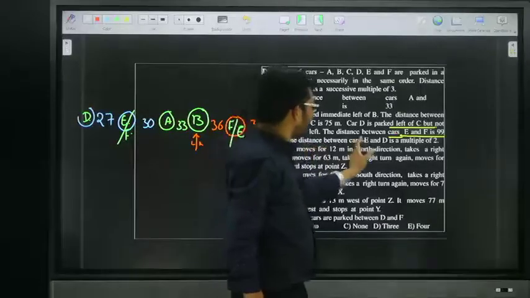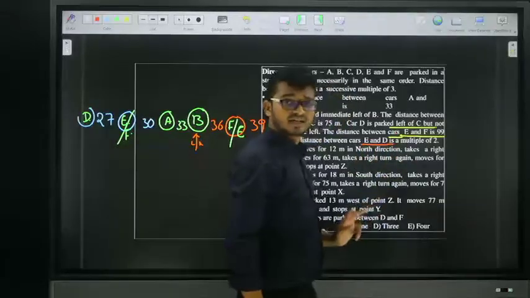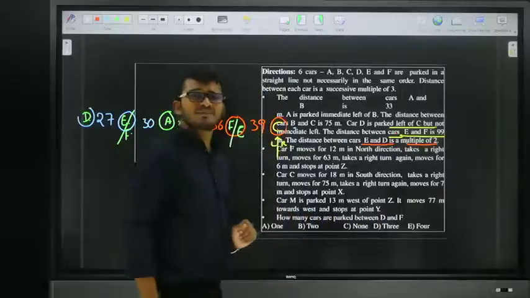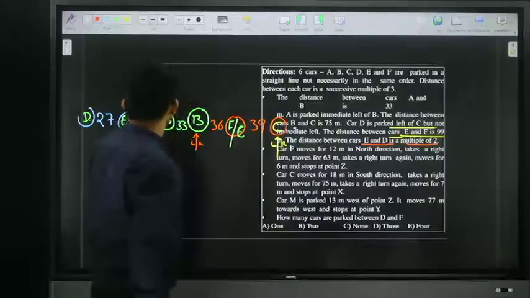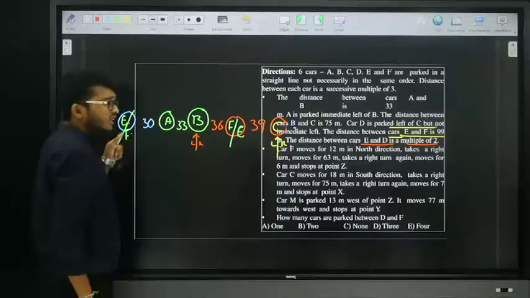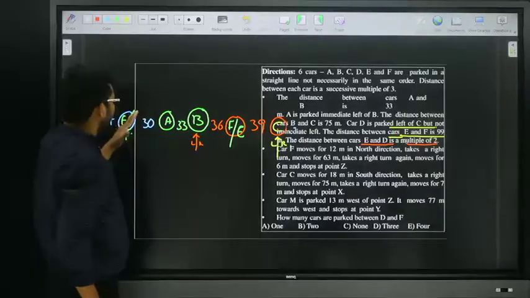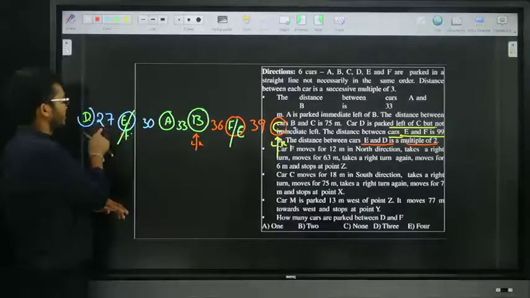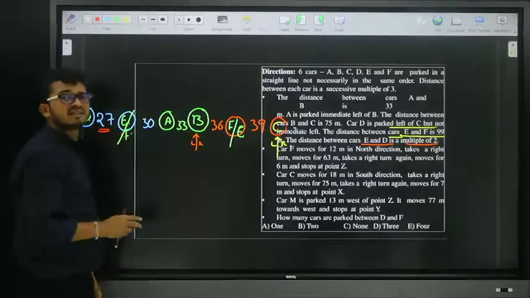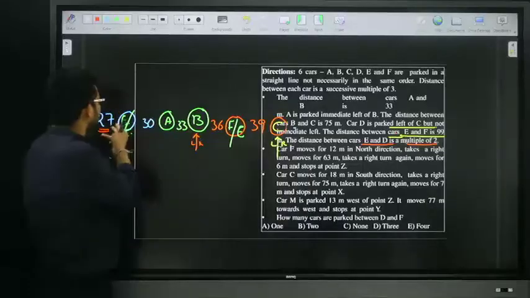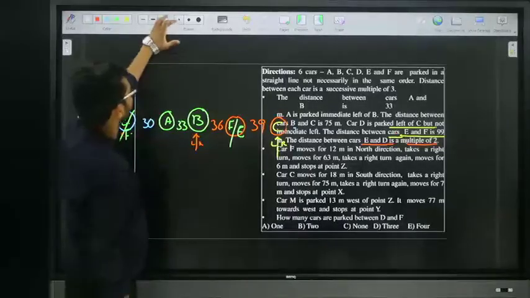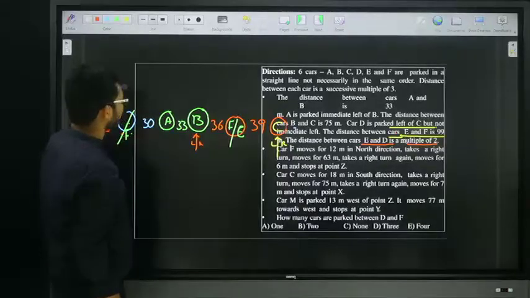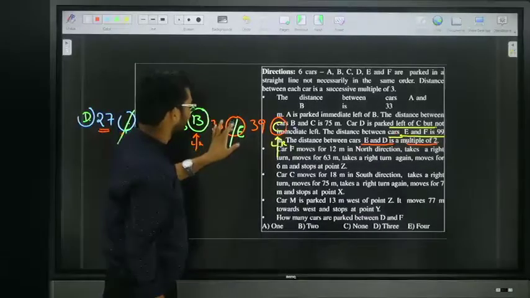Friends, again the maximum clue point is found. The distance between car E and D is a multiple of 2. Suppose friends check here, we don't know the exact position of E and F. Suppose I take E here, now the distance between D and E is 27. It is not a multiple of 2, so for E here, no chance. That means this one is fixed for F, and then this one is fixed for E.